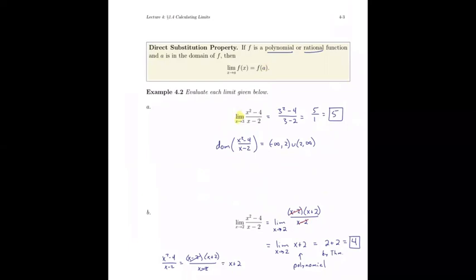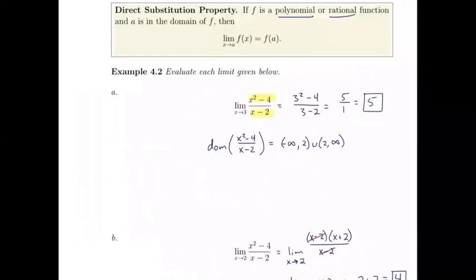Now we have the limit as x approaches 3 of x squared minus 4 over x minus 2. So it'll help us to be able to classify this function. If I look at this, I realize x squared minus 4 is a polynomial. X minus 2 is also a polynomial. They're in ratio to each other. So x squared minus 4 over x minus 2 is a rational function.